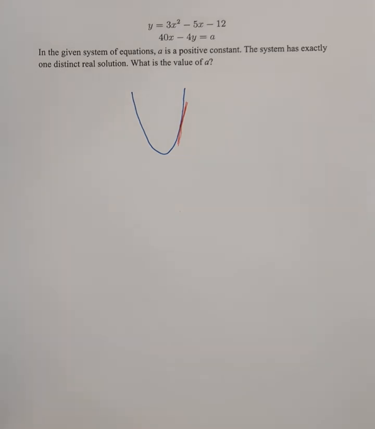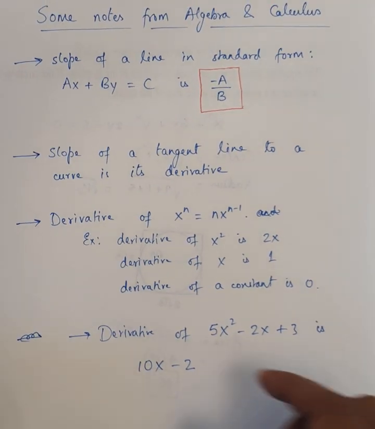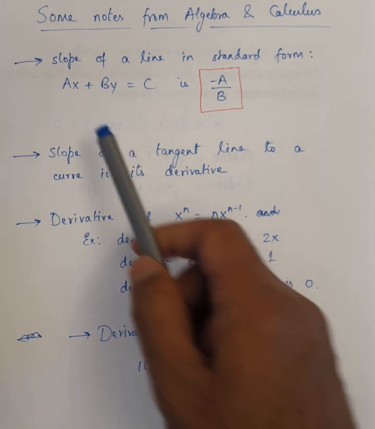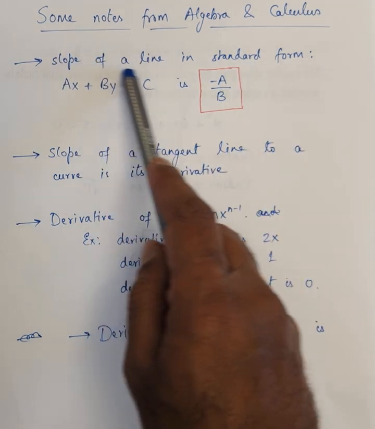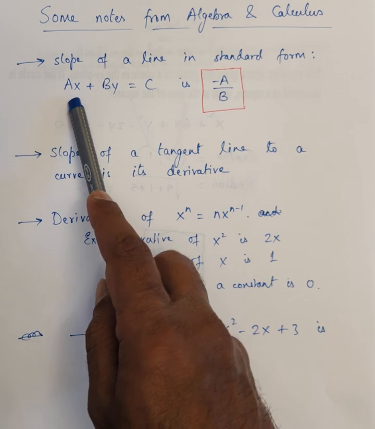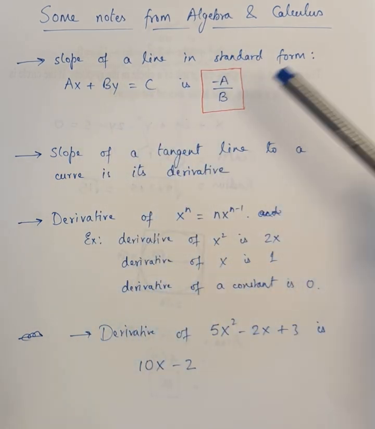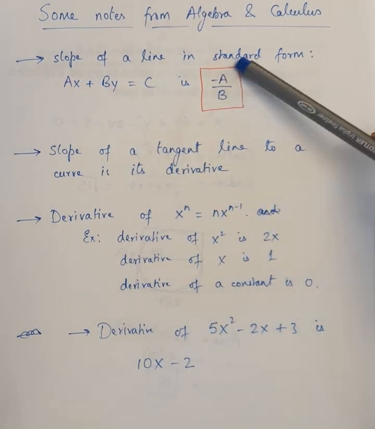But here are some notes I have made for this video, and it involves some calculus. If you want to know a lot more about calculus, refer to my calculus playlist. But just for this video, we need some notes. So first thing, this is from algebra. Slope of a line in standard form, ax plus by equals c, is just opposite of a over b.